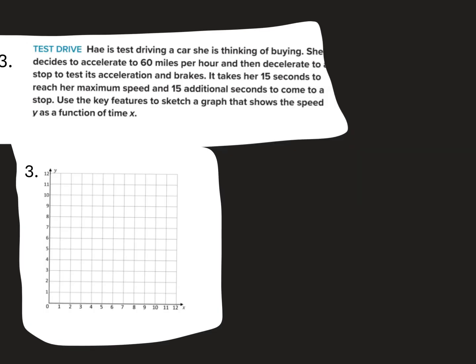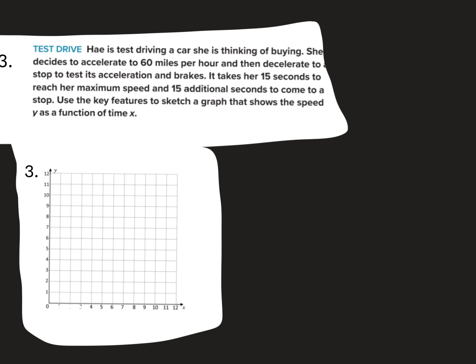For number 3, we're going to talk about Hay test driving a car that she's thinking about buying. She wants to accelerate that car to 60 miles per hour and then decelerate it to see how quick it can accelerate and how good the brakes are. So it takes her 15 seconds to reach her maximum speed, and then 15 additional seconds to come to a stop. So we're going to use key features to draw that graph.